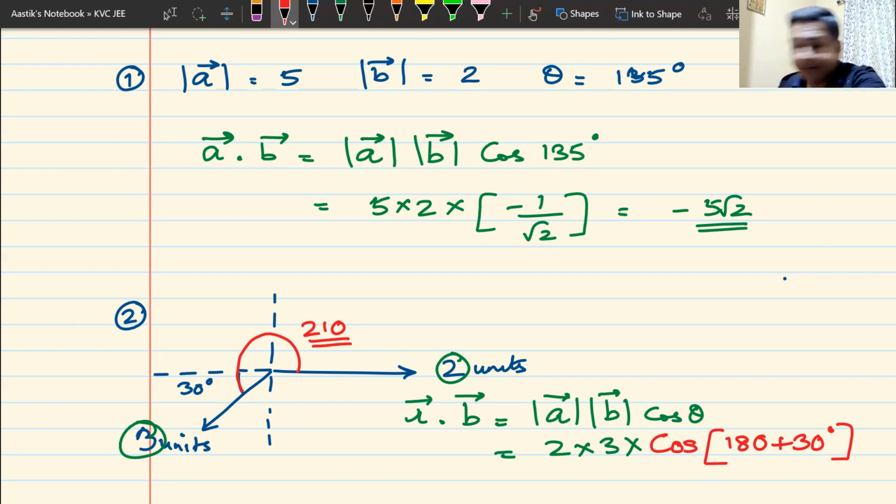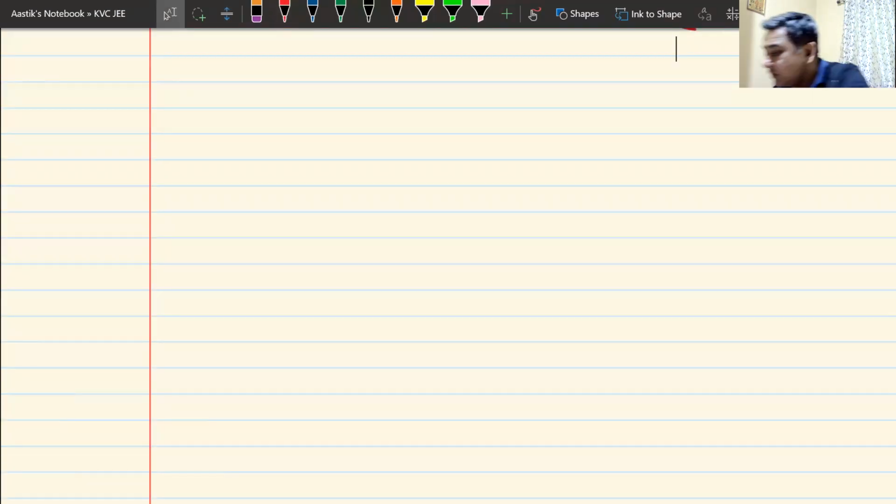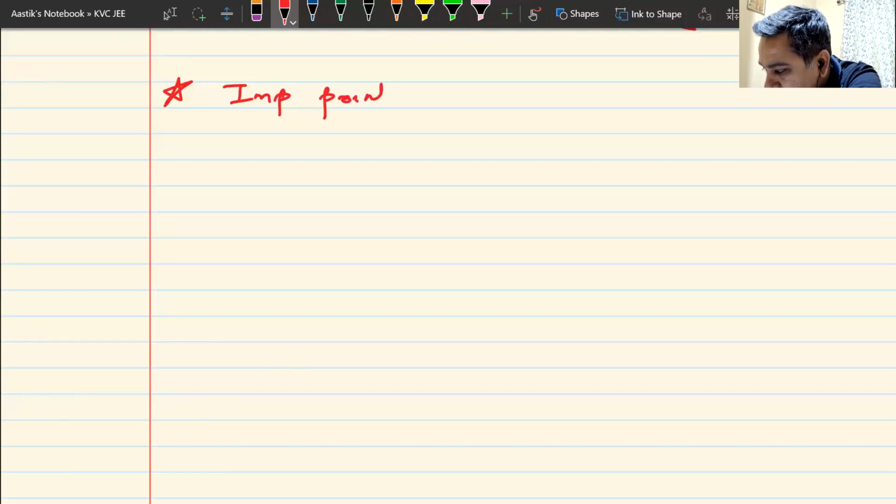You understand this? Okay. If you don't understand the value of cos of 210, you must go back and watch the previous lecture on maths, where we had already discussed this. It is simple trigonometry. Cos of 210, you should be able to find out. Now, do you remember the dot product? We had done some important points there, so I'll just write some important points about the dot product, because this is how we are revising it.